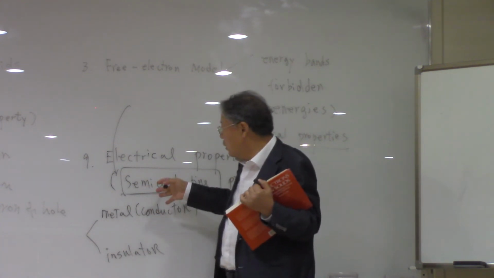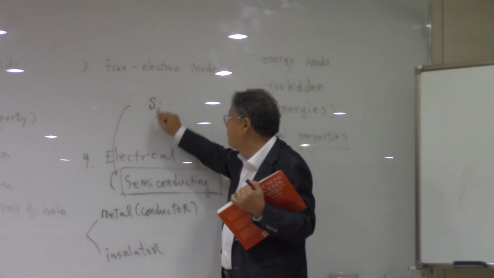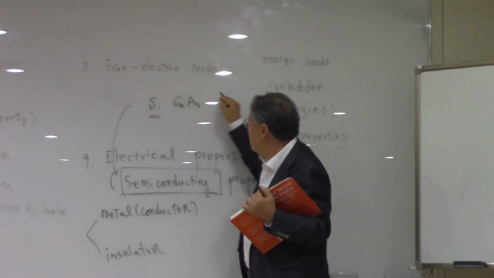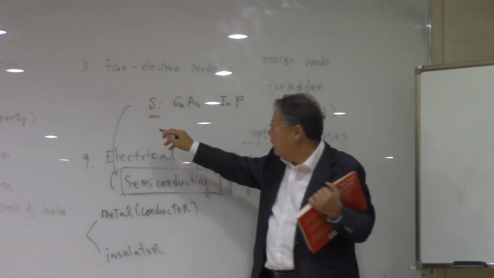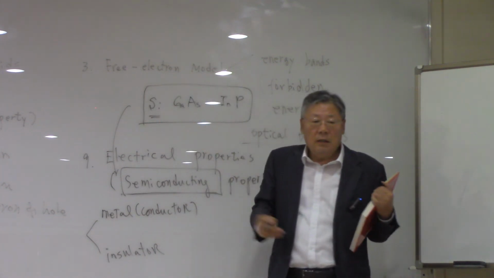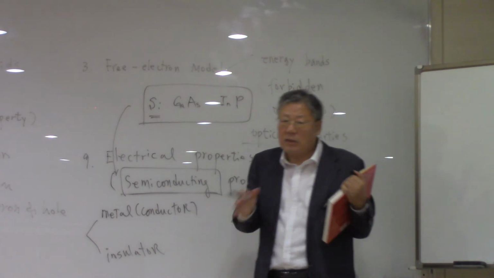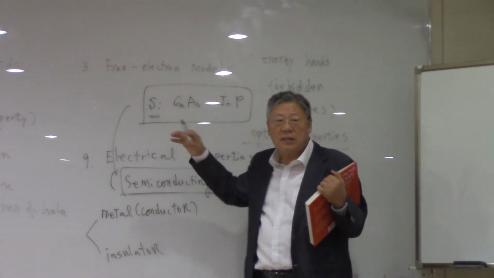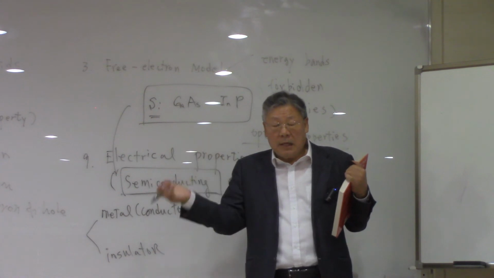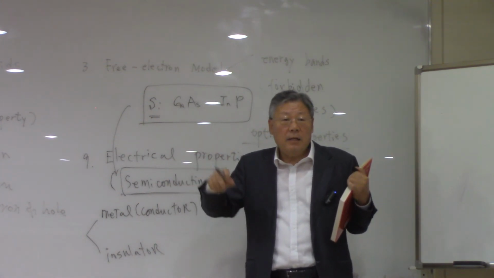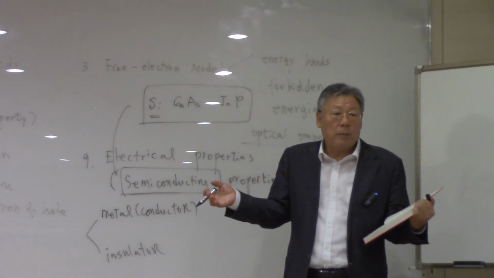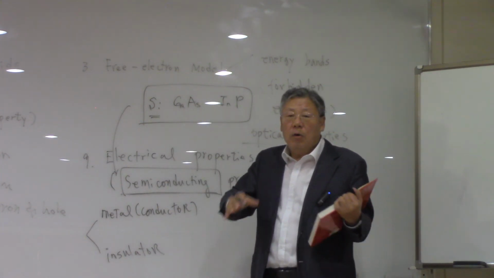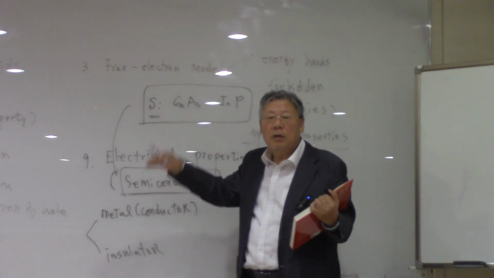Okay? Semiconductors like silicon, the III-V gallium arsenide, indium phosphide, whatever. These semiconductors are usually insulators by nature. But different from the normal insulator, these semiconductors can become metallic conducting by just doing something on purpose, like doping, shining light, and heating.